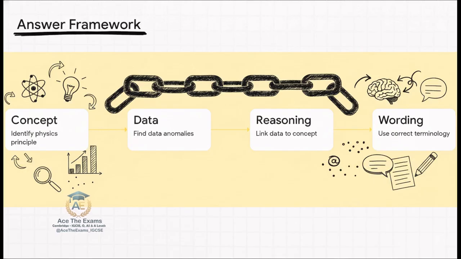Step 1 is your concept. Ask yourself, what is the fundamental physics principle at play? Step 2 is evidence and data. What specific numbers or anomalies are staring right at you from the source table or graph? Step 3 is scientific reasoning. How do that data and your concept actually link together? And finally, step 4 is examiner wording. Are you using the precise terminology the mark scheme actually demands? If you stick to these 4 exact steps, your answers become absolutely bulletproof.